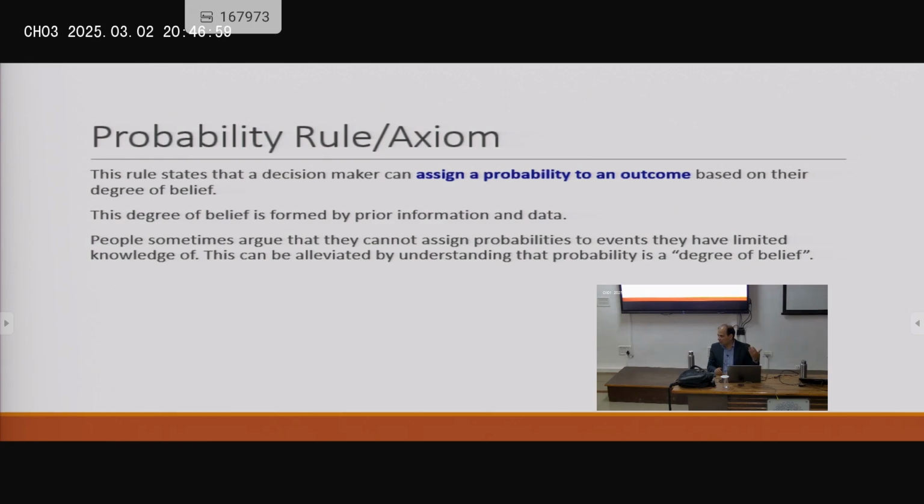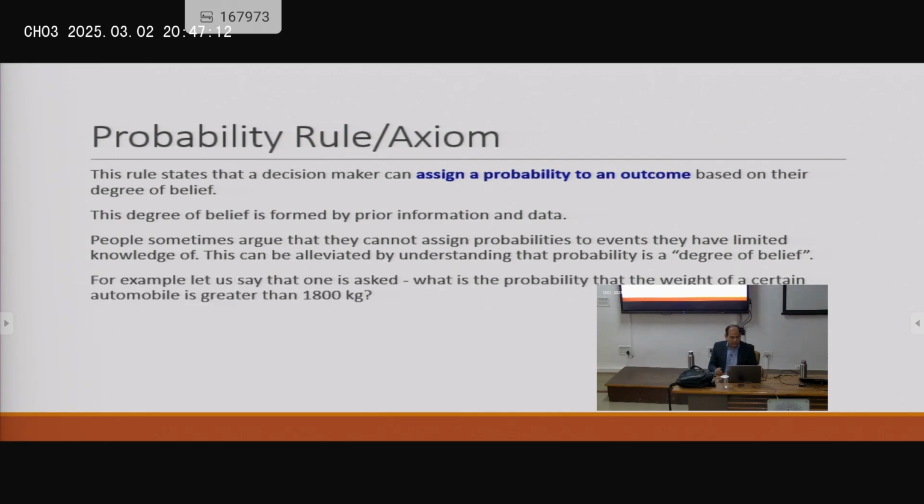People have argued: how can they assign probabilities to events they have limited knowledge of? Then we go back to our definition of probability as a degree of belief. And then I do a worked example: what is the probability that the weight of a certain automobile is greater than 1800 kilograms? I point at, let's say, an SUV, and I ask, what is the probability that it is over 1800 kilograms?